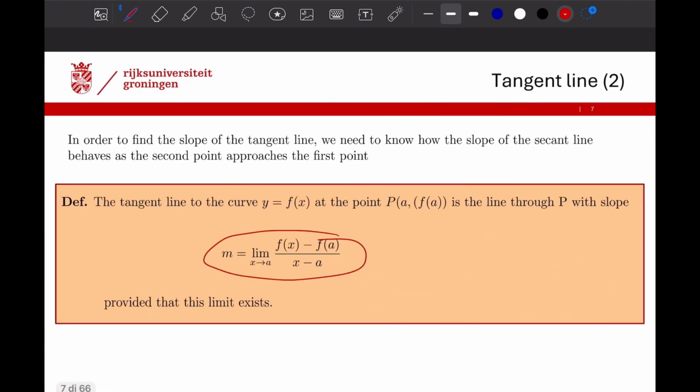It's exactly the same. Now, I would like to draw attention to something that is really important: provided that this limit exists. This limit does not always exist. Limits are not obligated to exist. Sometimes they do, sometimes they do not. And this is really important to realize.